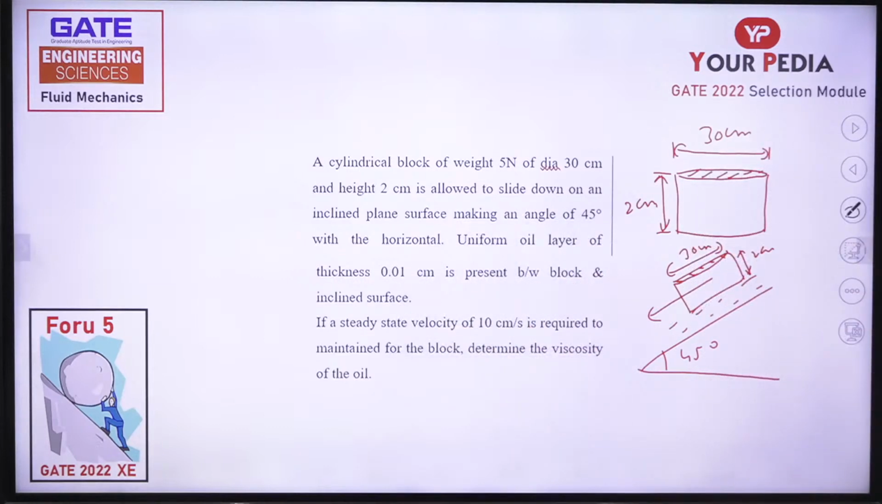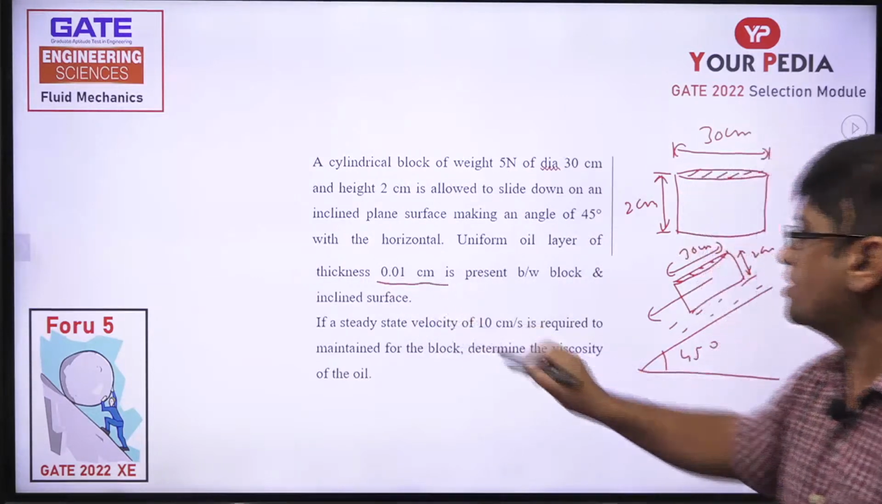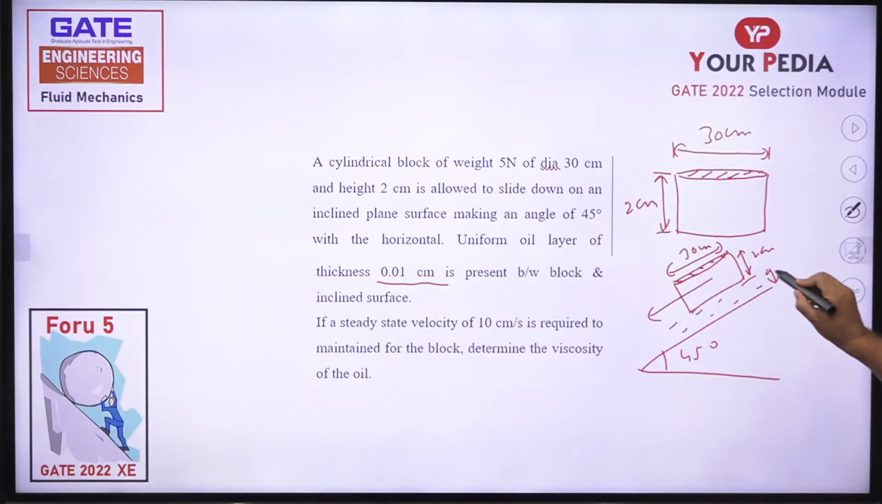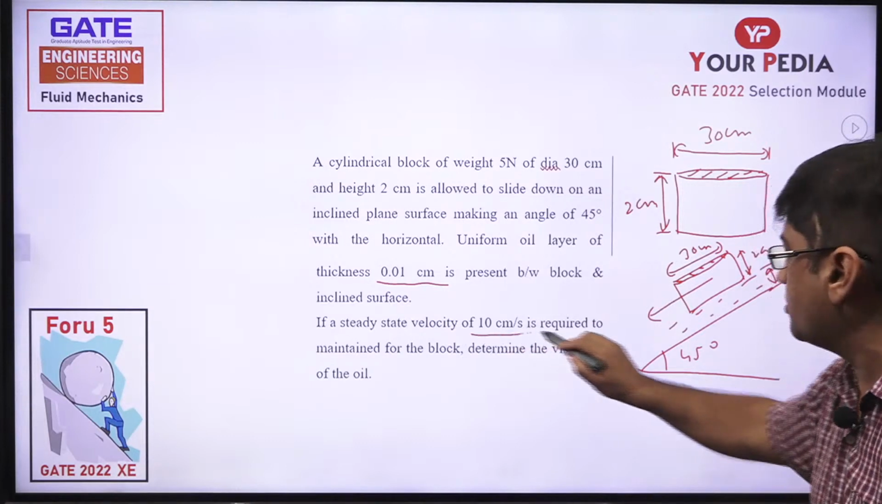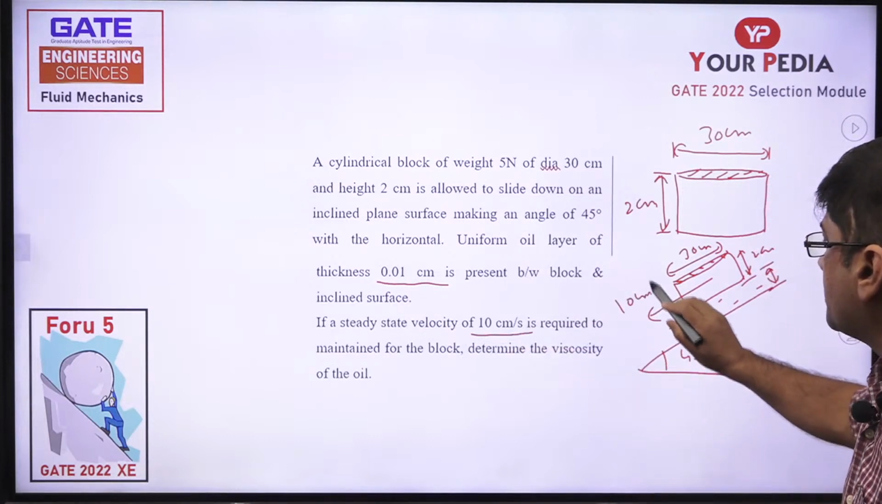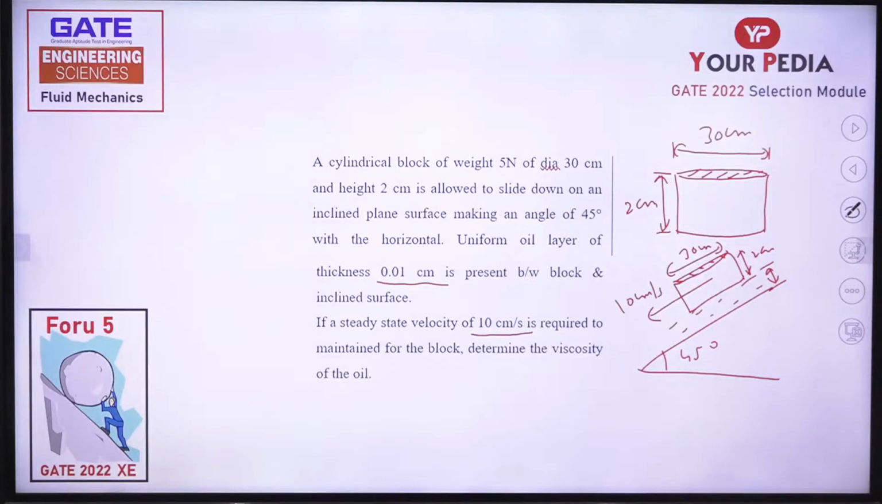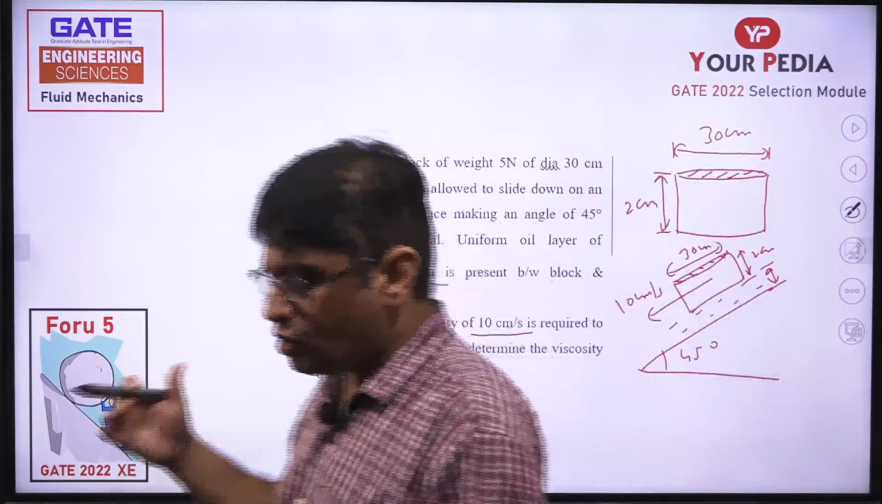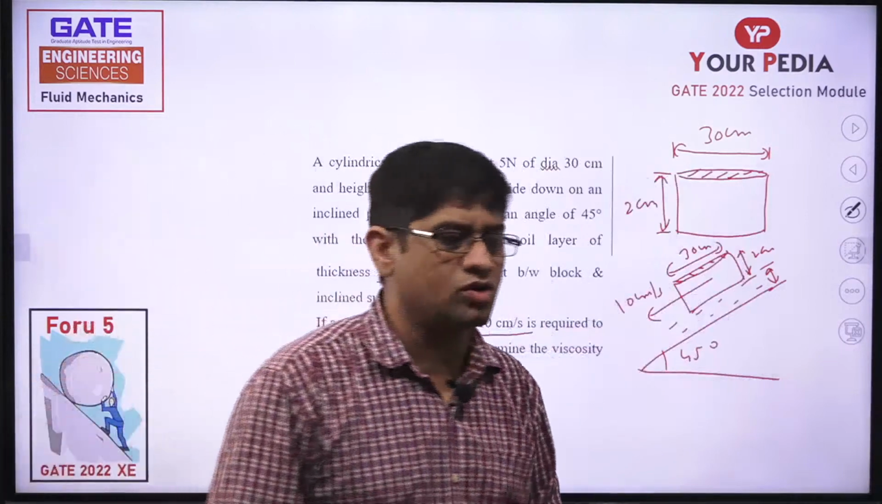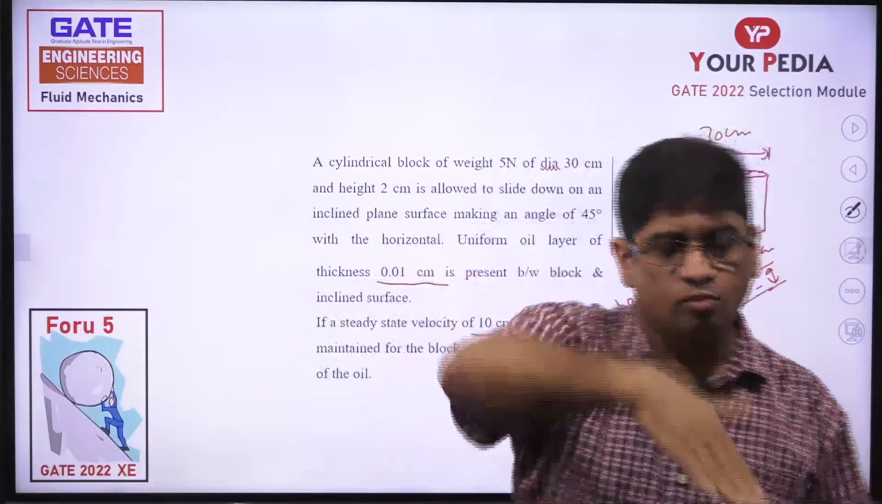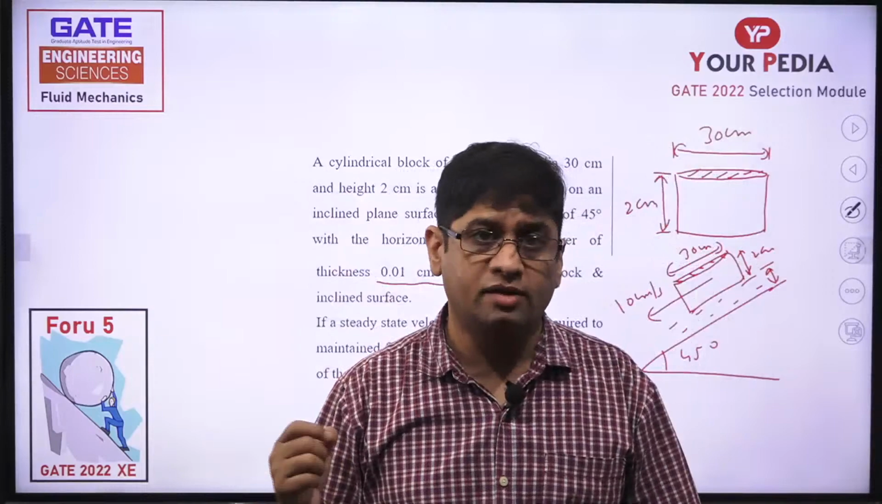A uniform oil layer of thickness 0.01 centimeter is there. So this thickness is also given to us, and there is a velocity with which it is coming, that is 10 centimeter per second. That is also given. We have to find out the viscosity. So this is the terminal velocity. This question combines two concepts. One concept is motion along a slanted surface because of the weight component.